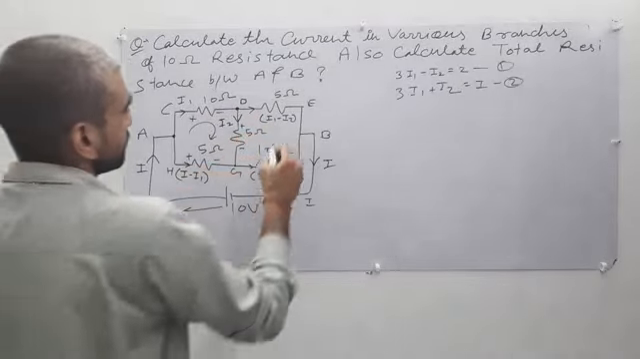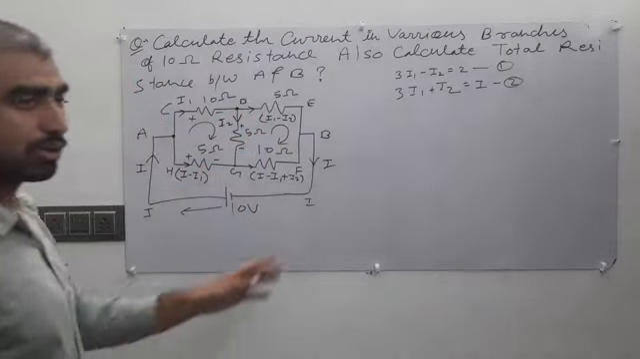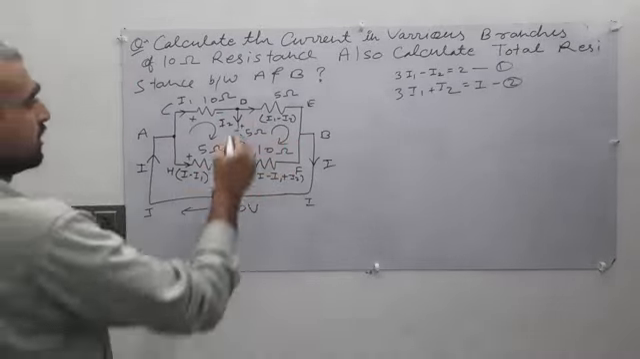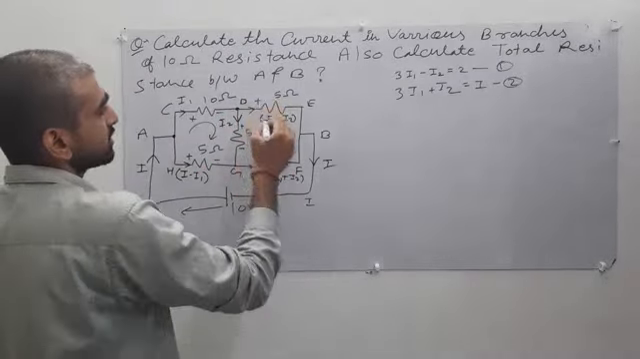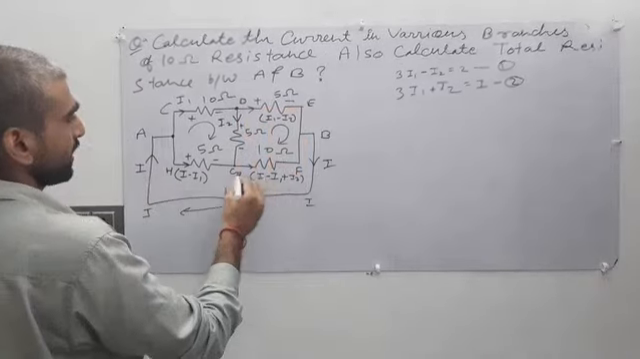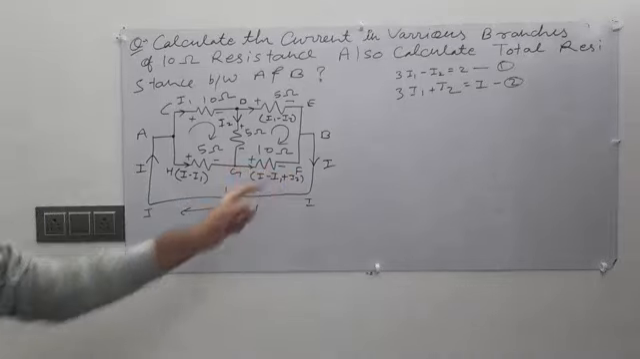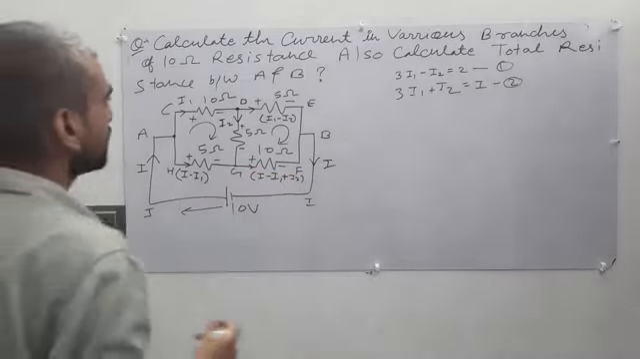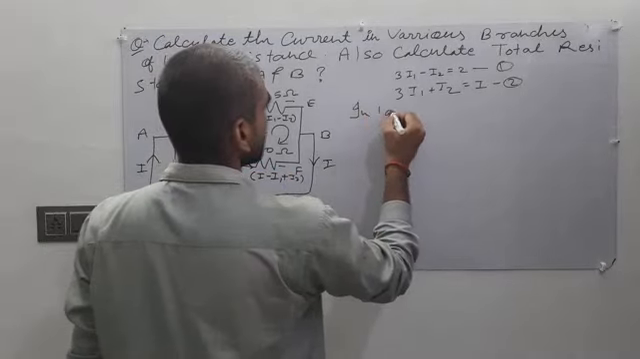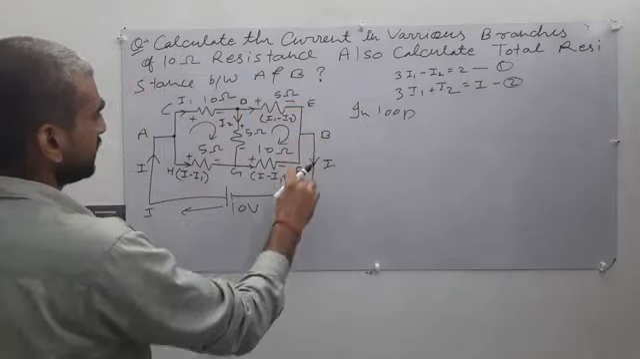Now take this loop. We take our loop direction as clockwise. The current enters from this terminal, that means this is positive, this is negative. This is positive and this is negative because current enters from this point. Now in loop DEFG.